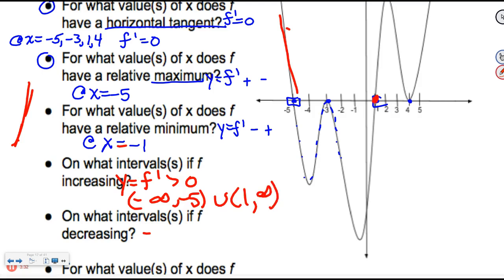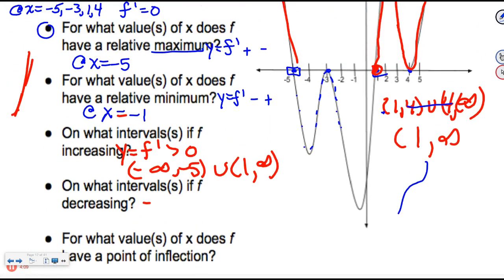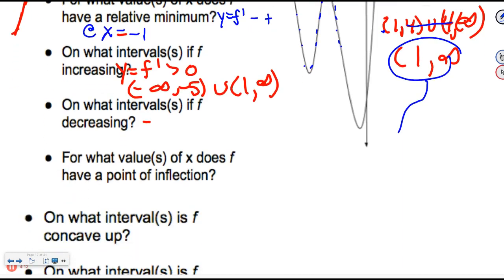Now what happens from here? It becomes 0 and then goes. You can sometimes do 1 to 4, union 4 to infinity, or some people would say 1 all the way to infinity. I tend to gravitate towards this one, but the argument against it is that you can only increase or decrease on an interval. You can't increase or decrease at a specific point, so you're actually increasing through the point 4, even though for a split second there's a horizontal tangent line. So either one is acceptable. I actually think this guy is preferred on the AP exam, but they accept both.